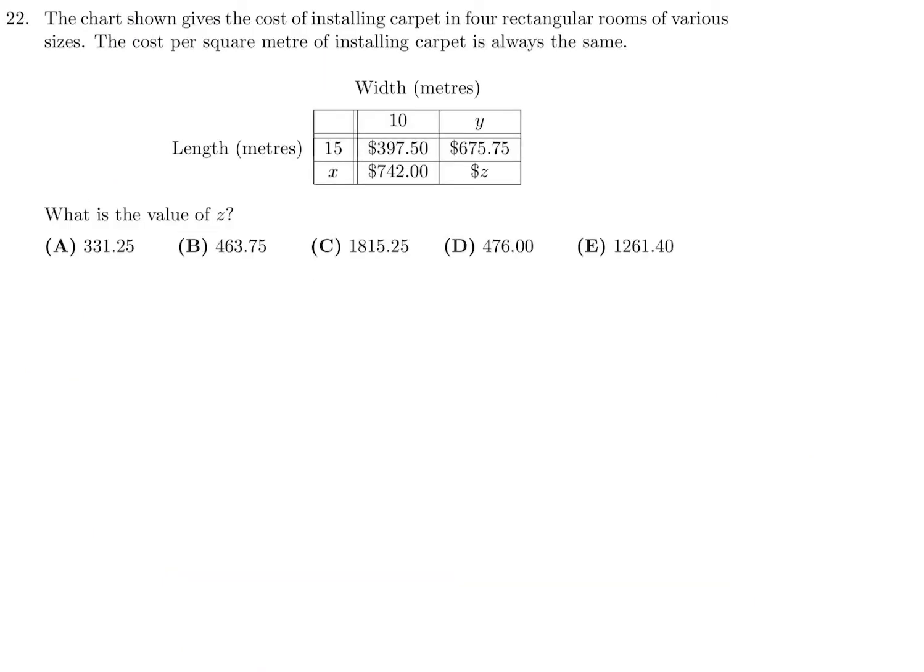The chart shown gives the cost of installing carpet in 4 rectangular rooms of various sizes. The cost per square meter of installing carpet is always the same. What is the value of Z?